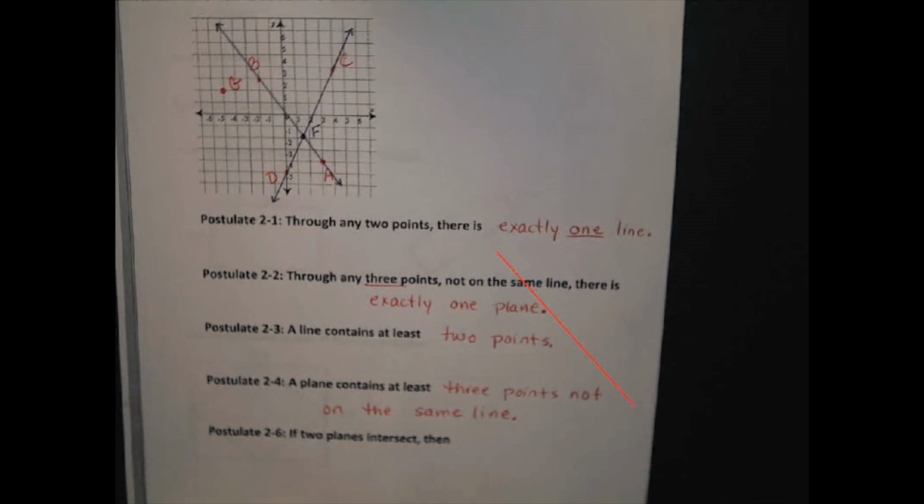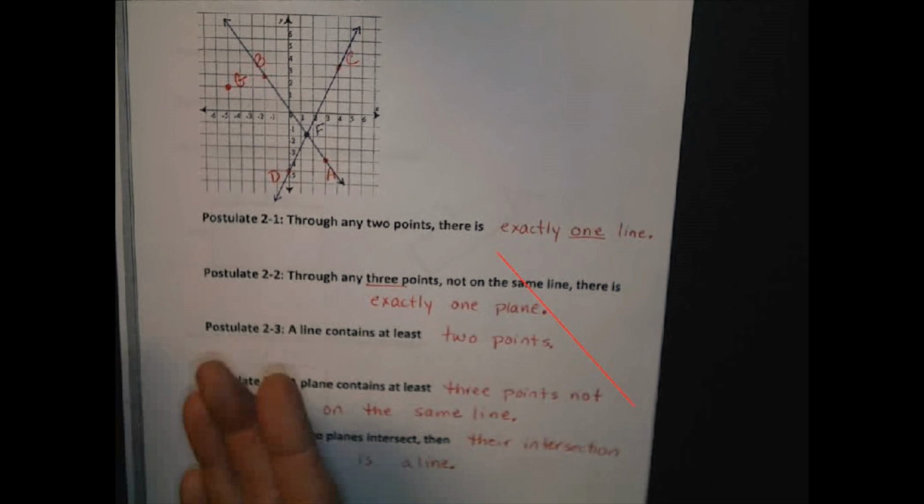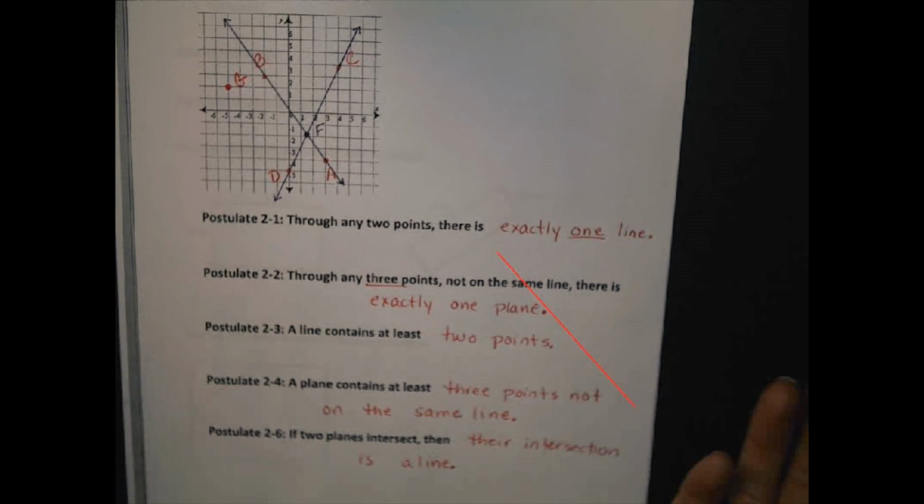If two planes intersect, then their intersection is a line. This might best be imagined if you took a piece of paper and you folded it to get a crease line. Those two pieces of the paper on opposite sides of the crease line could represent two different planes, and the crease line would be the line where they intersect.